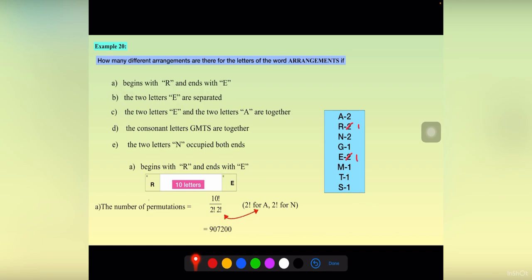And when R at the beginning and E at the end are already fixed, we have 1 times 1. So altogether we only have to arrange 10 letters. So we have 907,200 ways.